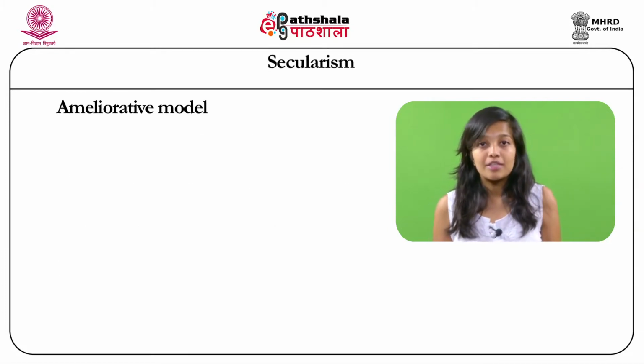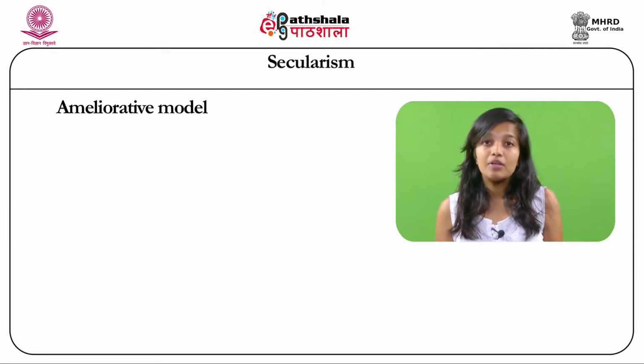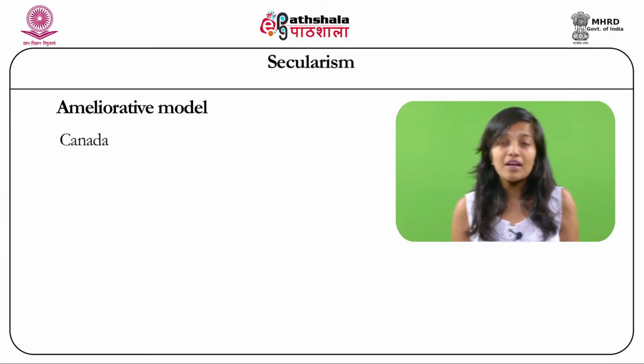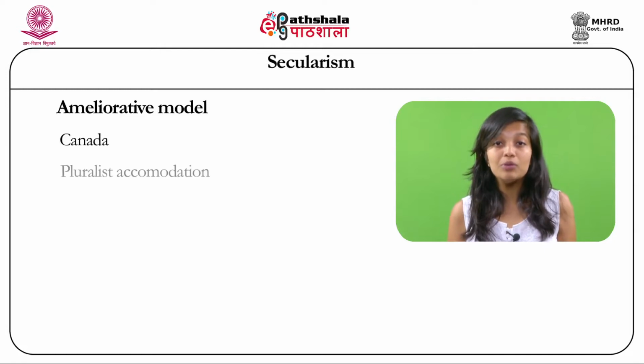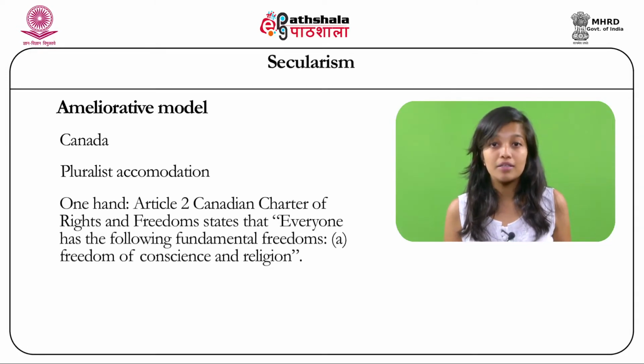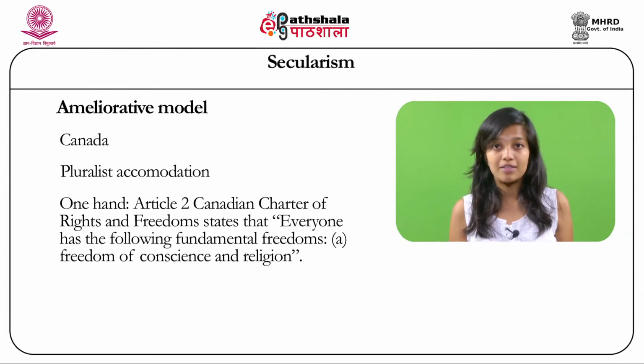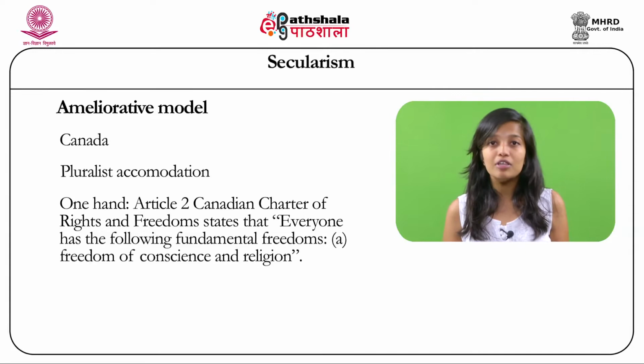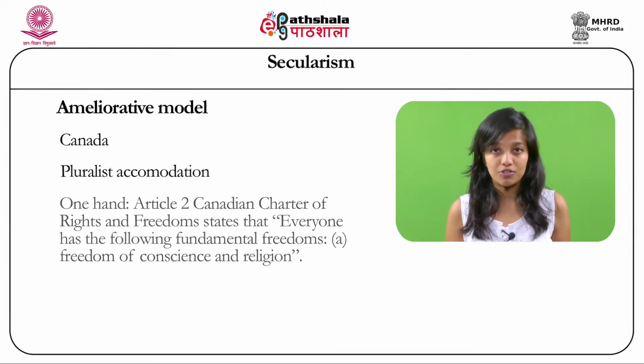If we want to search for examples of this, a good example that people refer to is the case of Canada. Canada follows what is called pluralist accommodation. So on the one hand, if we refer to Article 2 of the Canadian Charter of Rights and Freedoms, it states that everybody has the following fundamental freedoms. Subsection A, freedom of conscience and religion. Therefore, the freedom of religion is strongly entrenched within the Constitution.